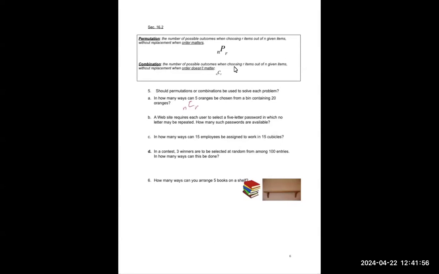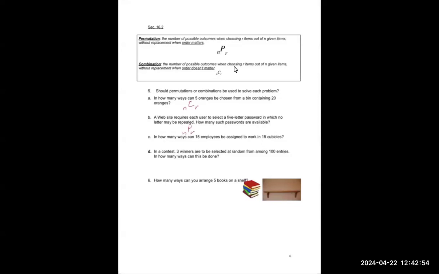So in other words, if I choose in my password, is it 5 letters? If I choose candy, right? I chose the first letter in my password to be a C, the second letter to be an A, the third letter to be an N, the fourth letter D, and the last letter Y. Well, that's a different password than if I did it backwards, Y, D, N, A, C, right? That's different. So the order here does matter because it makes a different password. So I'm going to say this is a permutation. So nPr.